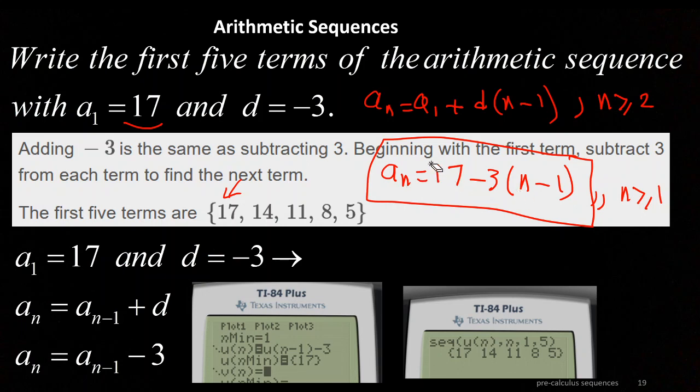So if you don't know what A1 is, you can use this. But if you know what A1 is, you can actually simplify this, right? We get 17 minus 3n plus 3. So A sub n is 20 minus 3n. So put different numbers for n and then you get the terms. When n equals 2, we get 20 minus 6, 14. For 3, 20 minus 9, 11.